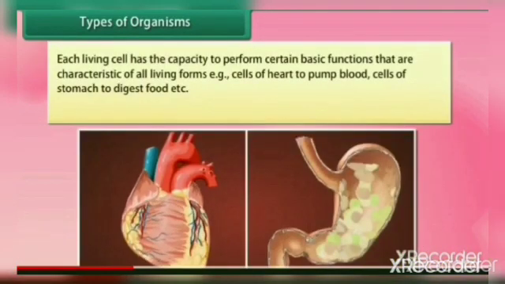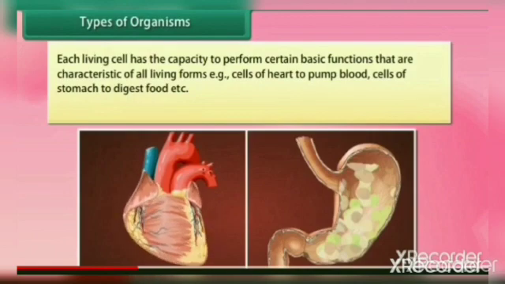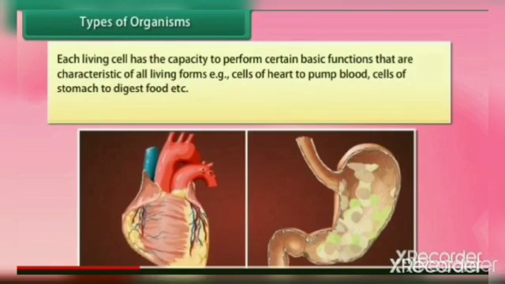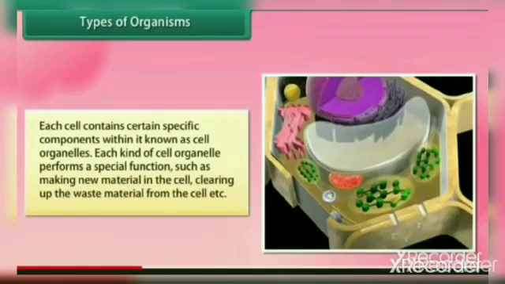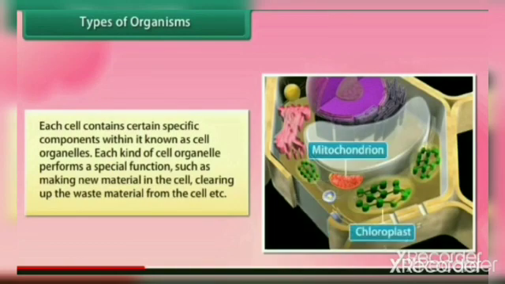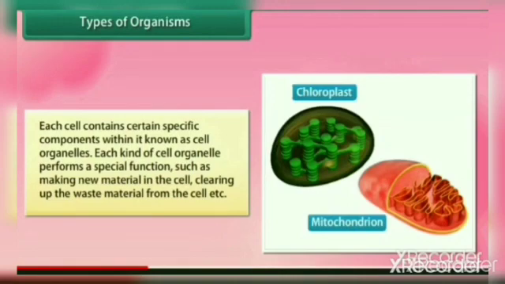Each living cell has the capacity to perform certain basic functions that are characteristic of all living forms. Example, cells of the heart pump blood. Each cell contains certain specific components within it known as cell organelles. Each kind of cell organelle performs a special function, such as making new material in the cell and clearing the waste material from the cell. And these cell organelles are chloroplast and mitochondria.